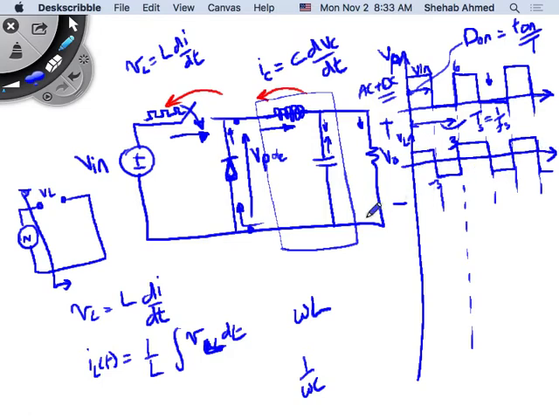If this is VL, I would like to figure out what IL is equal to. IL is the integration of the voltage, right? This is the voltage across the inductor. In steady state, what's the integration of this waveform? This is a flat 3 volts. What's the integration of a flat fixed value? A ramp. So if it's the integration of 3, it's 3t, right?